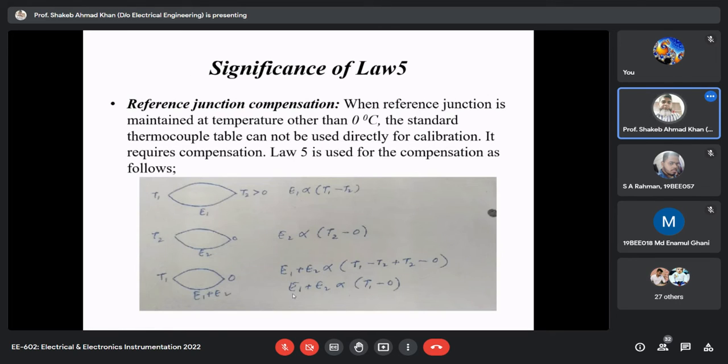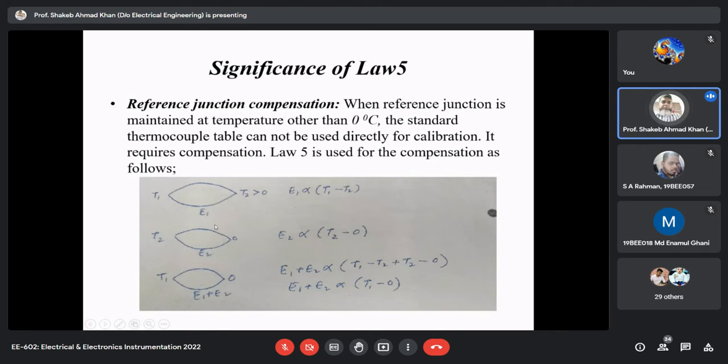Now I'm coming to how this is used. Significance of law 5, reference junction compensation. You see, this is a thermocouple for which, with specific junction temperatures T1 and T2, you are getting E1 as an output voltage. Now I'll try to explain. Suppose T2 is more than 0 degrees Celsius. So obviously E1 is directly proportional to T1 minus T2.